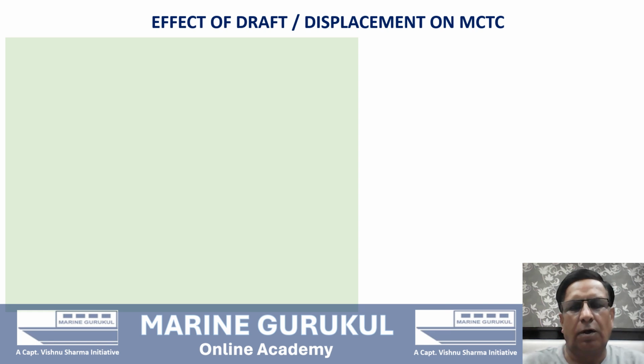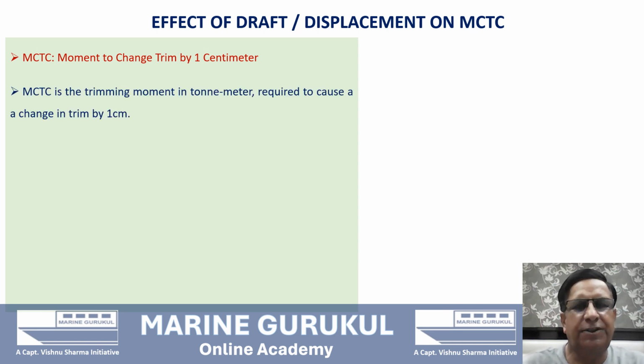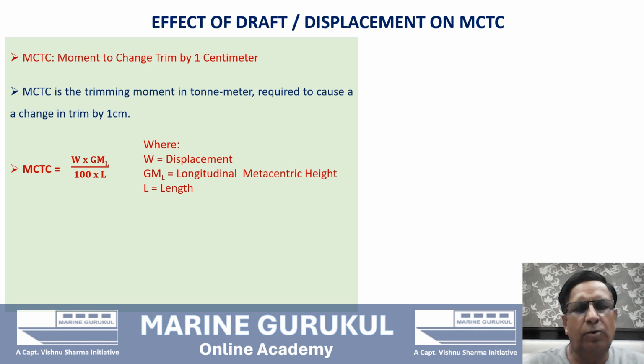Effect of draft or displacement on MCTC. MCTC stands for moment to change trim by 1 centimeter. MCTC is the trimming moment in ton meter required to cause a change in trim by 1 centimeter. The MCTC formula is W into GML divided by 100L, where W is the displacement, GML is the longitudinal metacentric height, and L is the length of the vessel.